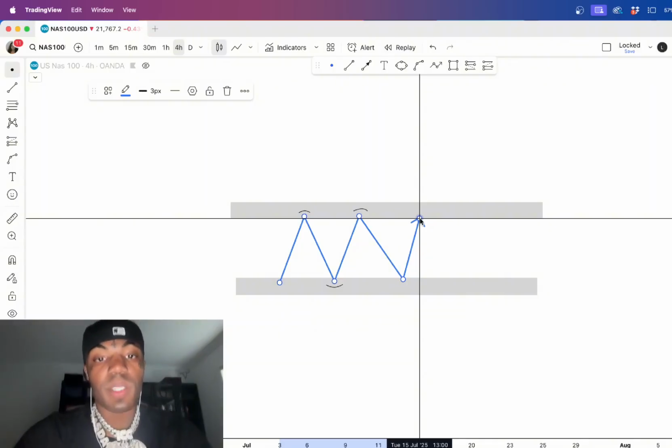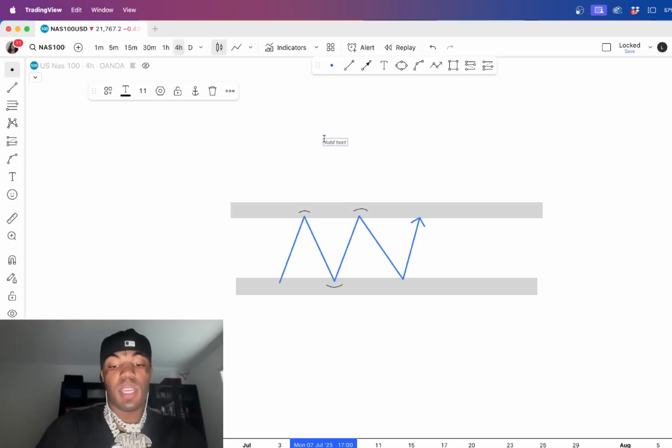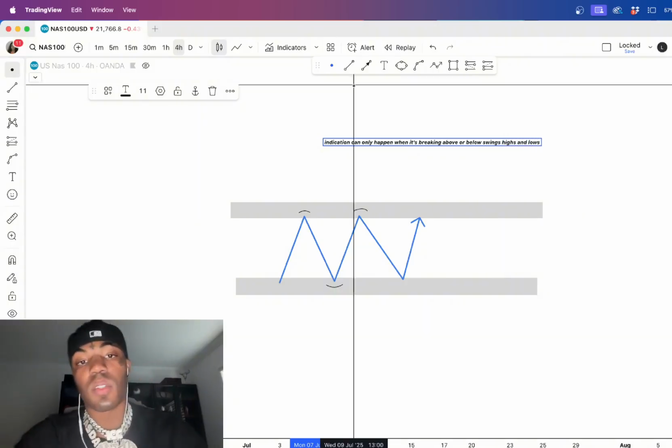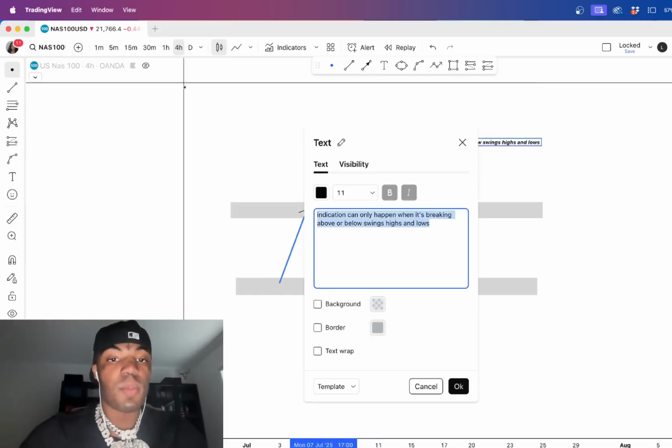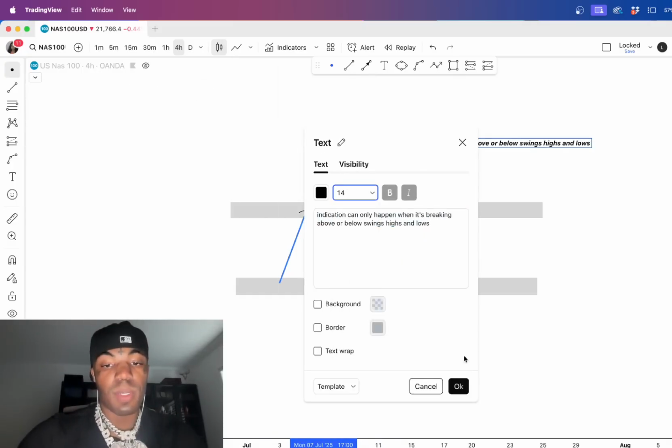So indications can only happen, so write this down, indications can only happen when price is breaking above or below swings, and that is highs and lows. So swing highs and lows, right? Indications can only happen when price is breaking these swing levels.